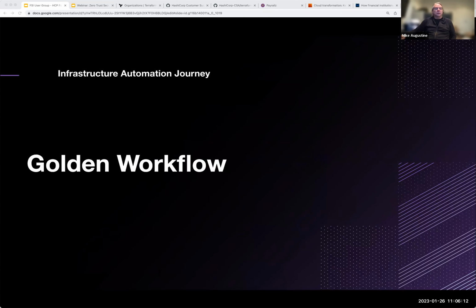Okay, so let's get into workflows. HashiCorp is all about workflows. It's all about workflows to move to the cloud, to operate in the cloud. And particularly what we're going to talk about today is how you manage infrastructure in the cloud through these workflows.